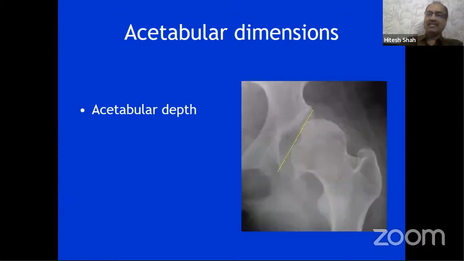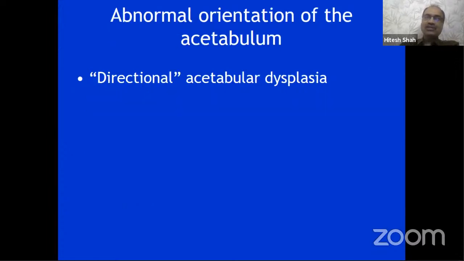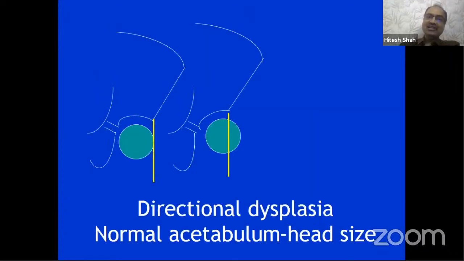And if the acetabulum is dysplastic, the depth will be reduced compared to the normal hip joint. So in acetabular dysplasia, whether there is a dimensional dysplasia or a directional dysplasia, the depth of the acetabulum would be decreased, and that can lead to uncoverage. So again, the orientation may be abnormal or the dimension may be abnormal. Dimension may be insufficient.